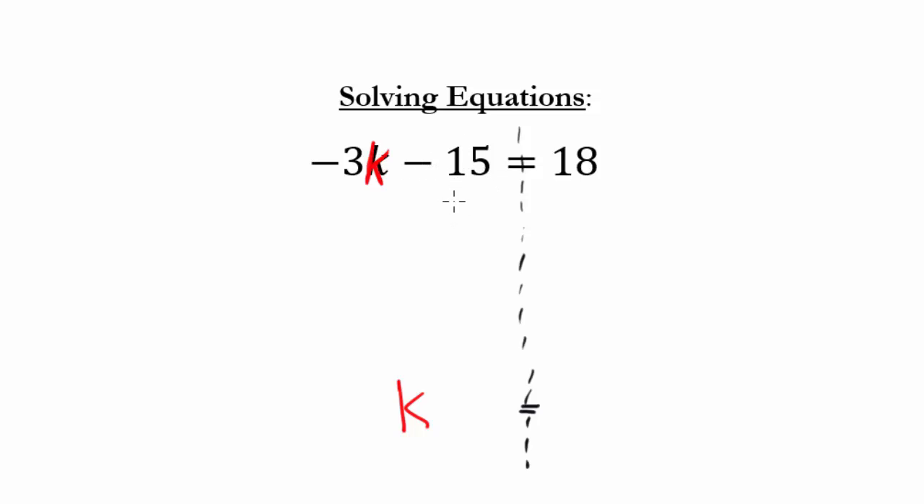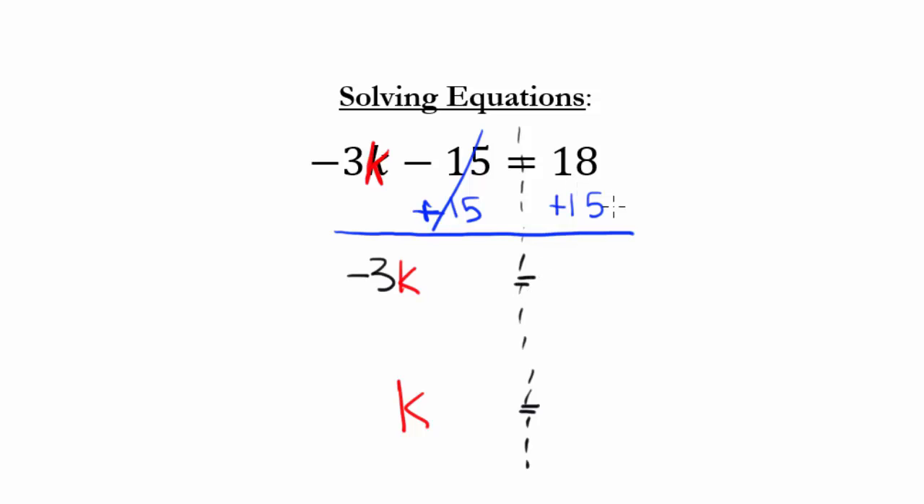Our first step is to get rid of this constant, the negative 15. The minus 15 is the same as negative 15. How can I get rid of a negative 15? Well, I can add 15. If I do it to one side of the equation, I have to do it to the other side because I don't want to change the value. I want to keep everything the same. What's nice about inverse operations is that these cancel. This is just 0, so all I have left on this side is negative 3k. I still have an equal sign, and 18 plus 15 is 33.